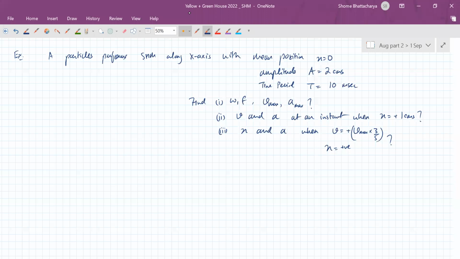Okay, so anybody got the answers? At least frequency and omega, you can see directly how much it is. Remember, omega is defined as 2 pi f or 2 pi upon time period. Frequency is 1 upon time period. So frequency is 100 hertz.